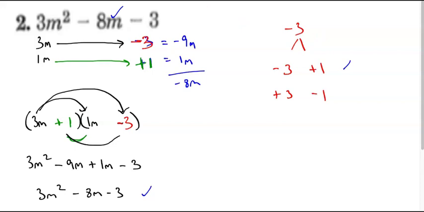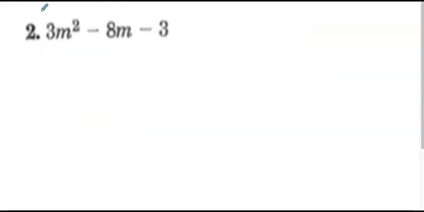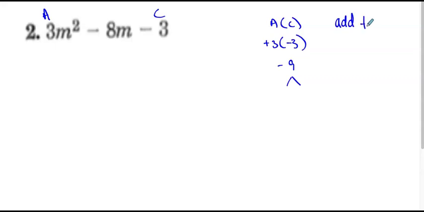Okay, so let's do the same problem again with the AC method. So here we are with the AC method, right? So here's my A, here's my C. So A times C, positive 3 times negative 3, gives me negative 9. Factors of negative 9 that add up to my B term, where B is negative 8.